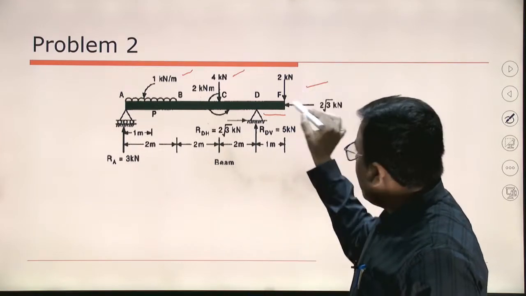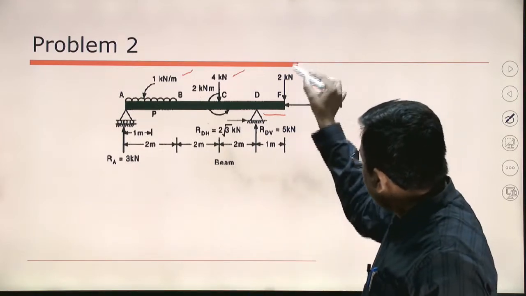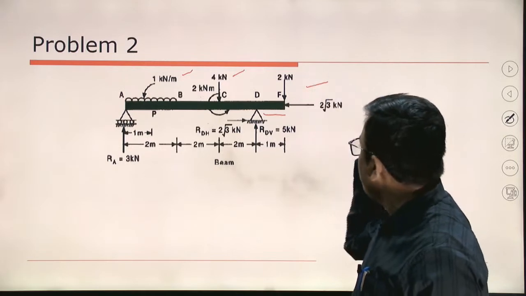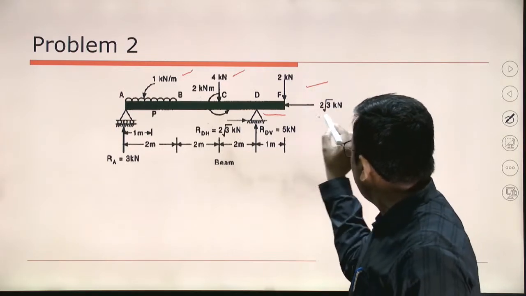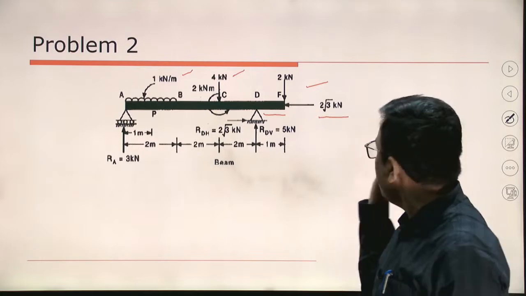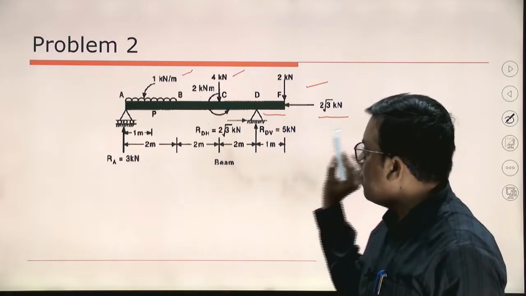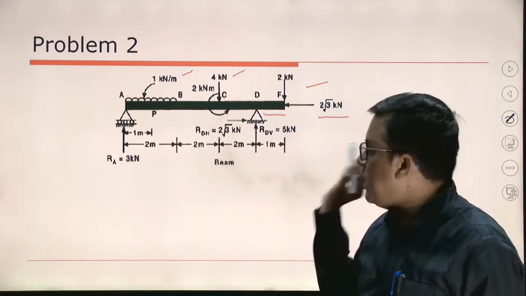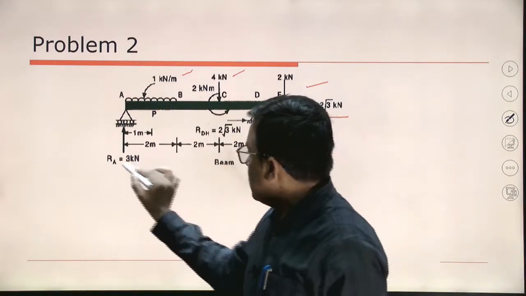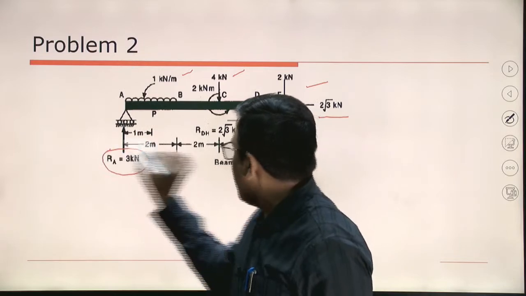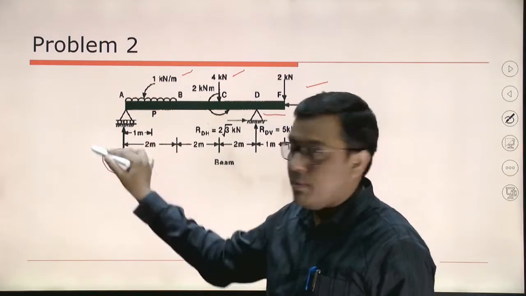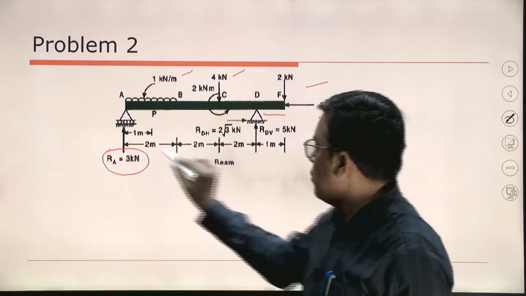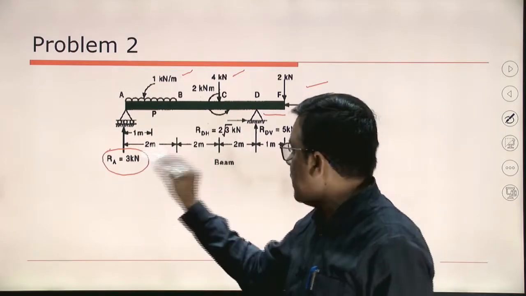At point F, you can see a downward load of 2 kilonewton and a horizontal force of 2 root 3 kilonewton. So these are the forces. This is the loading condition of the overhanging beam. Now, we are not looking at these; these we will be finding out. So please don't worry. How we are going to calculate, that we will discuss.